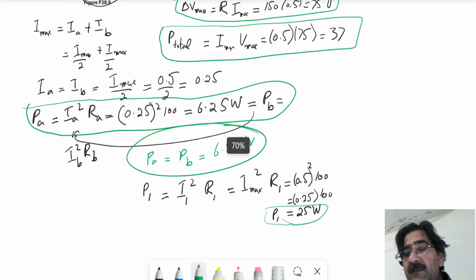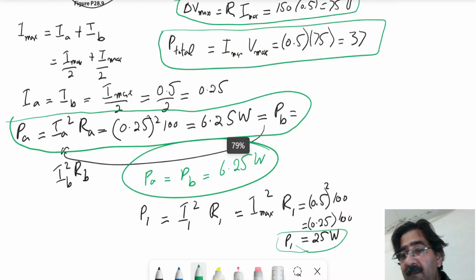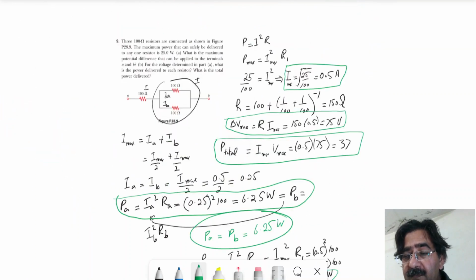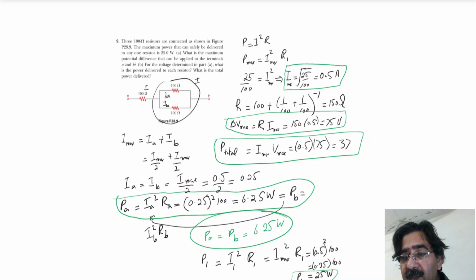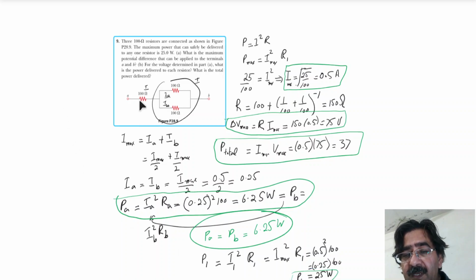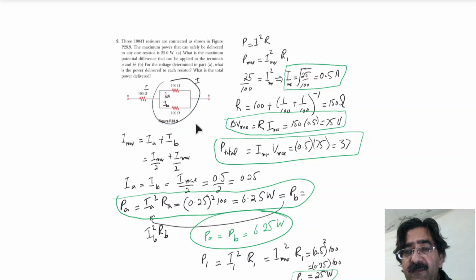So this will be P1, the power delivered here. PA and PB will be 6.25 watts each, and 37.5 watts will be the maximum power delivered to the complete circuit. So this is our result.